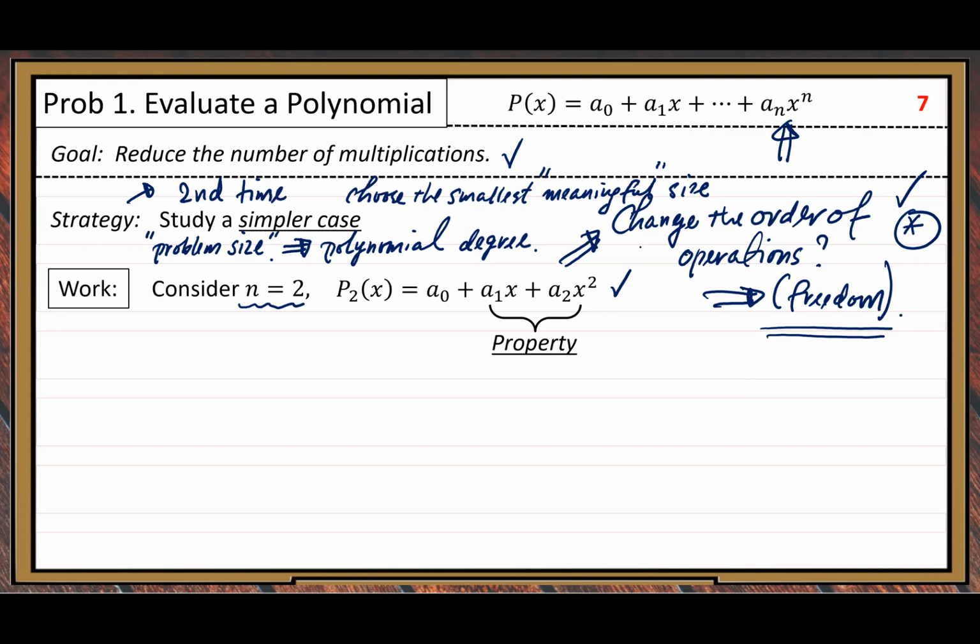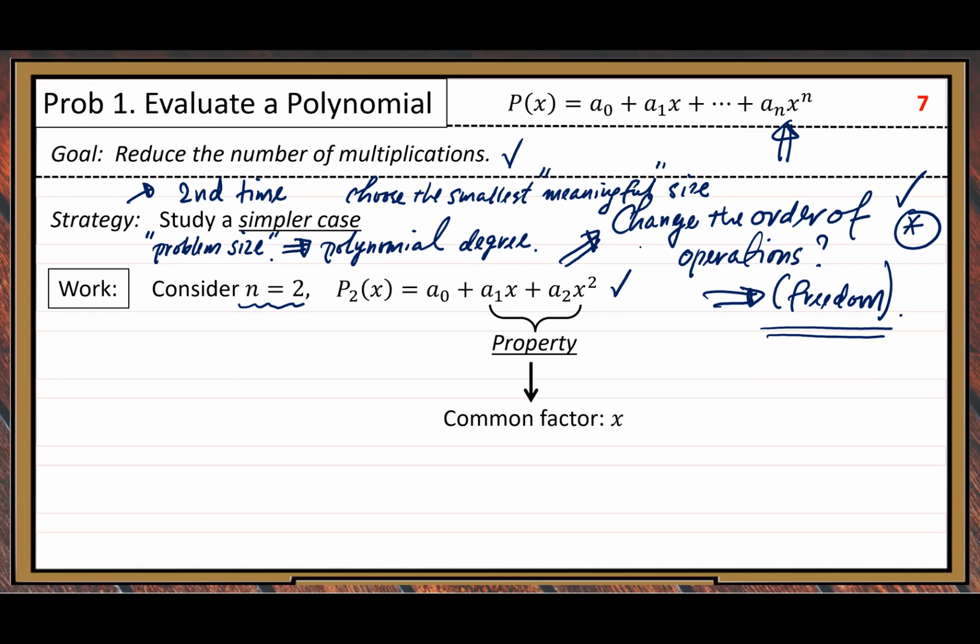The main property. Can you see there is some common factor between these two terms? Common factor property. That's the property I'm talking about, right? Common factor x.